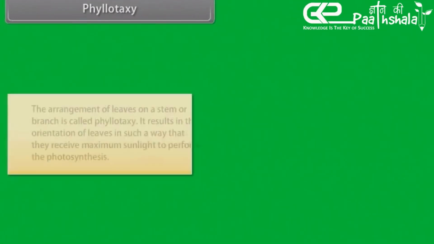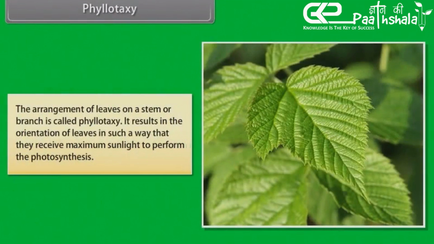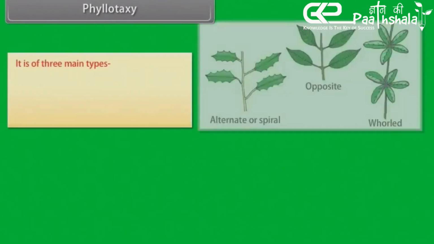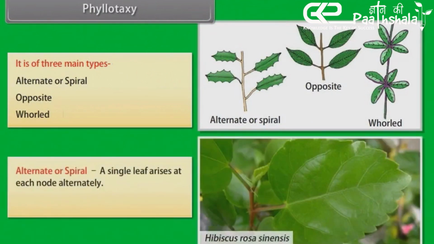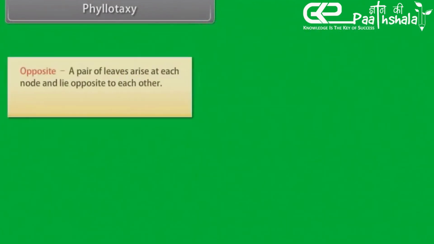Phyllotaxy. The arrangement of leaves on a stem or branch is called phyllotaxy. It results in the orientation of leaves in such a way that they receive maximum sunlight to perform photosynthesis. It is of three main types: alternate or spiral, opposite, whorled. Alternate or spiral. A single leaf arises at each node alternately. Example, Hibiscus rosa-sinensis.